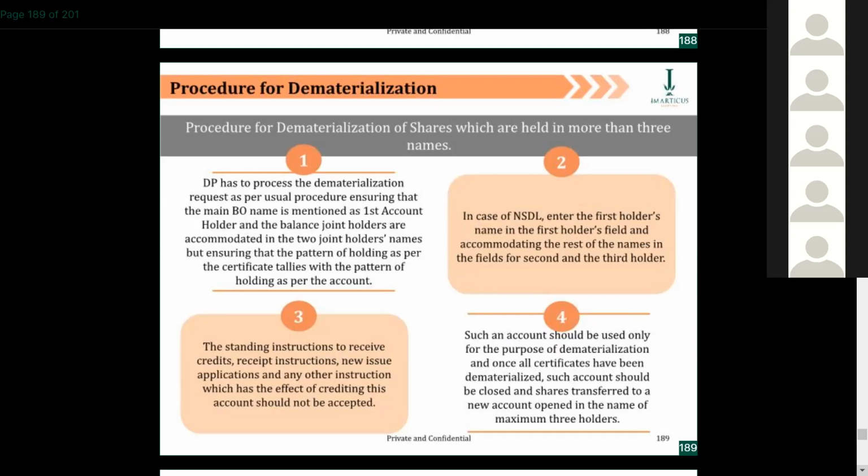So in case of NSDL, enter the first holder's name in the first holder field and accommodate the rest of the names in the fields for second and third holder. The standing instruction to credit, receipt instruction, new issue application, any other instruction which has effect on crediting this account should not be accepted.